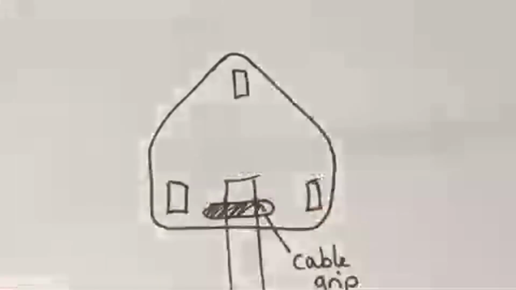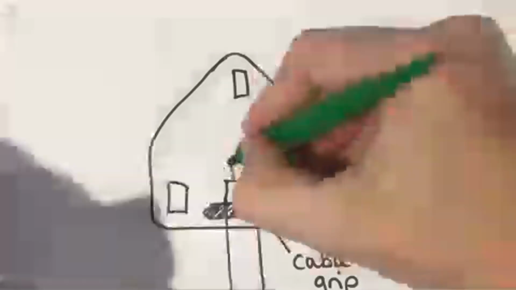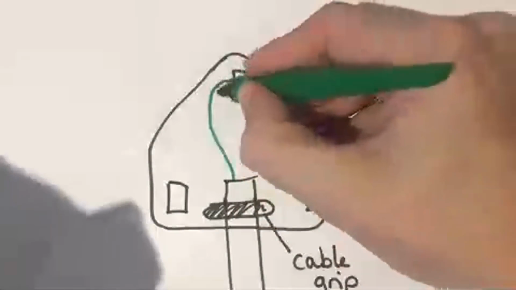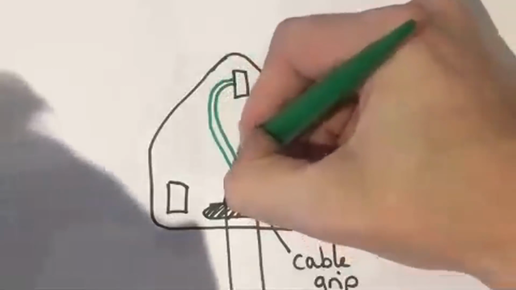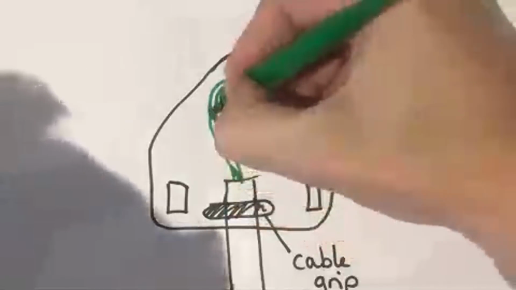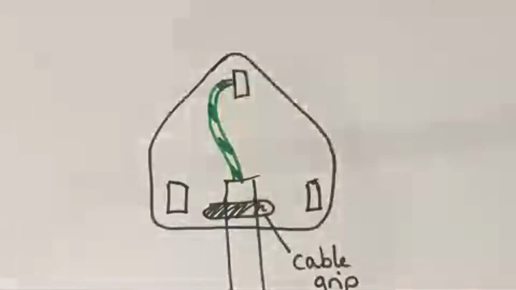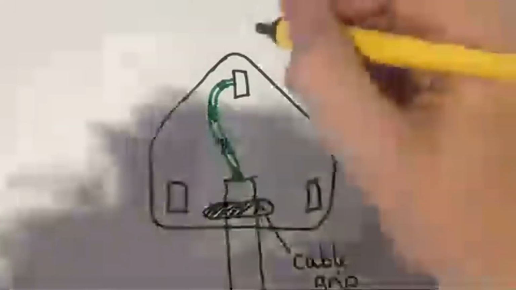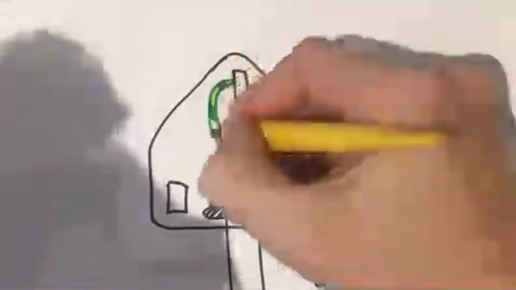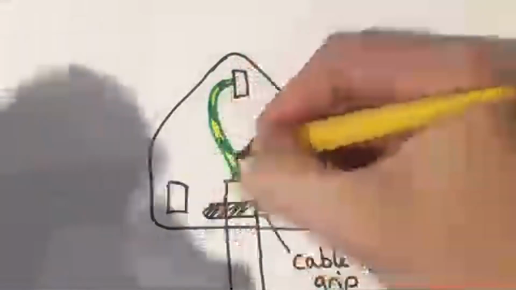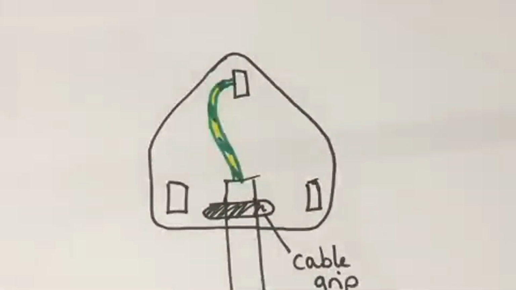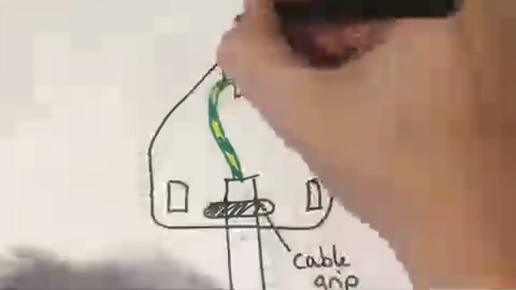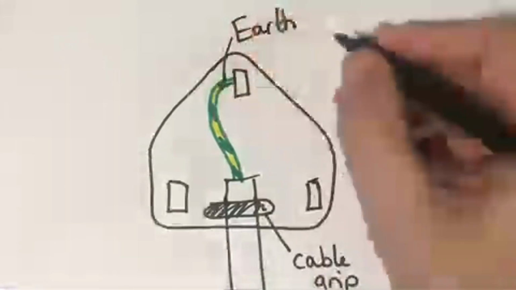The top one. The top one is an earth wire. Now that is exclusively for safety. So the earth is green and yellow.